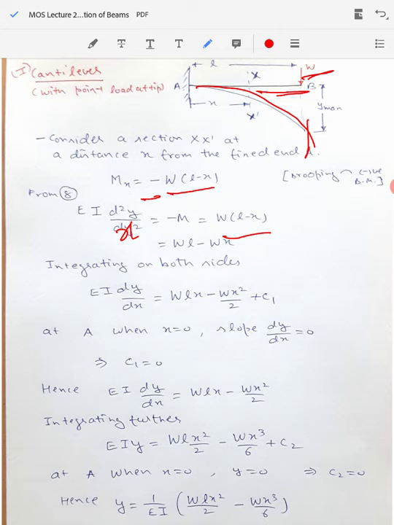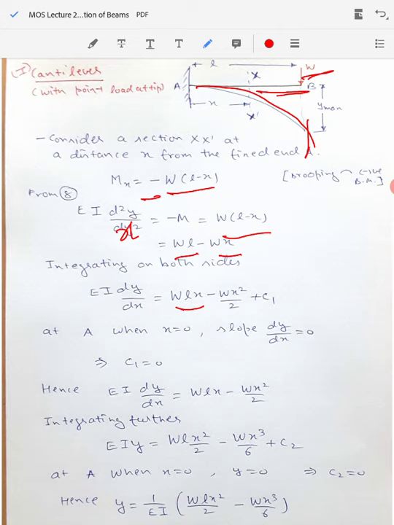So if we integrate it with respect to x, it will give us EI dy by dx equal to the integration of WL, which will be WLx, and the integration of Wx, which will be Wx square by 2, plus a constant of integration C1.